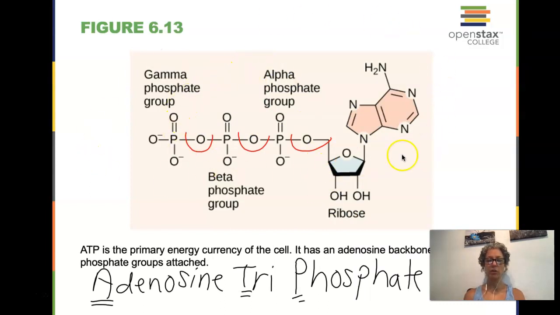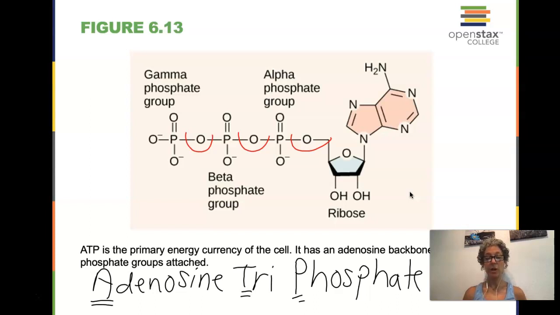This giant molecule, which you will never be responsible for drawing, but should be able to recognize, is adenosine triphosphate. There's 3 phosphate functional groups. There is a ribose sugar that is the exact same sugar that we see in RNA. And then this nitrogenous ringed structure is the adenine. So this adenosine triphosphate is also used in building RNA.